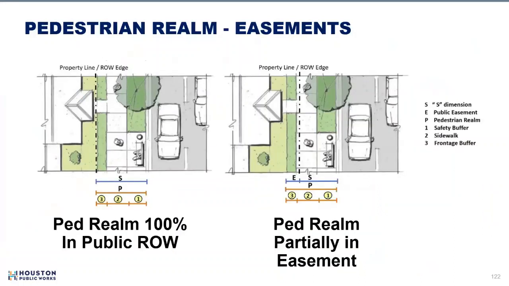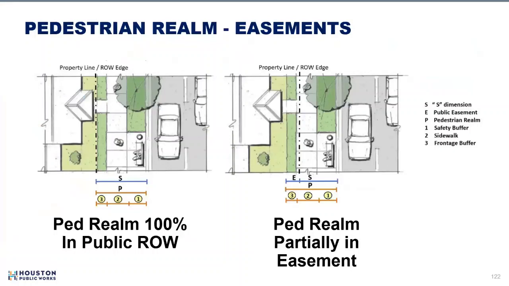One of the things that we have clarified this year in the IDM, we have these new figures that really, what we're trying to do here is clarify the difference between that Chapter 10 S dimension and the pedestrian realm. And what we're showing here is that what I'm calling the S dimension and the P dimension for pedestrian realm, they can sometimes be the same as what you see on the left side, and that's when the pedestrian realm is 100% in the public right-of-way, when we can meet all of our requirements for the buffers and the sidewalk, then the S and P will be the same.